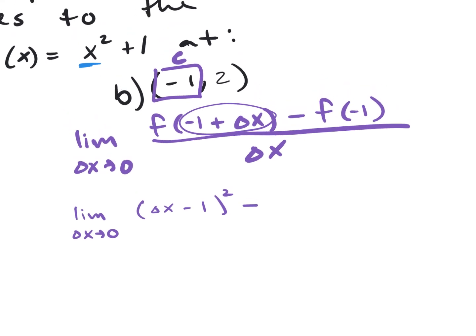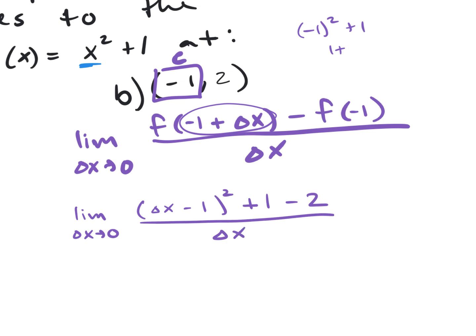minus, let's find f of -1. If I plug in -1, -1 squared plus 1 would be what? 1 plus 1 is 2. So minus 2. I forgot something, didn't I? Plus 1 here. I forgot the plus 1. Plus 1 minus 2 over dx. Because when I plug in -1 plus dx into the x, I can't forget that plus 1 there.